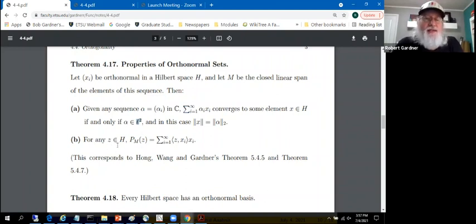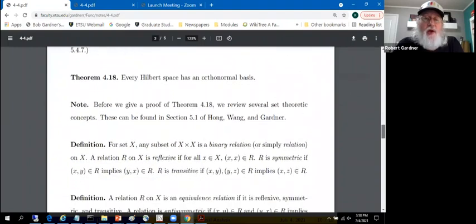In addition, for any z, a vector in the Hilbert space, the projection onto M of z, where M was the closed linear span of this sequence of orthonormal vectors, can be written as one of these series as well. So I leave it to the supplement in section 5.4 from the Hong, Wang, and Gardner book on projections in Hilbert spaces to establish these details. But we'll take those as given.